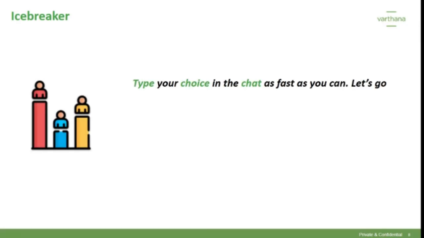Here is an activity for you. You have to type as fast as you can in the chat box. The first choice given to you is coffee or tea. What would you prefer? You can put it in the chat box and you can also unmute yourself. Coffee or tea? Your answers are invited. The next one is books or movies. Would you like to read books or would you like to have movies?